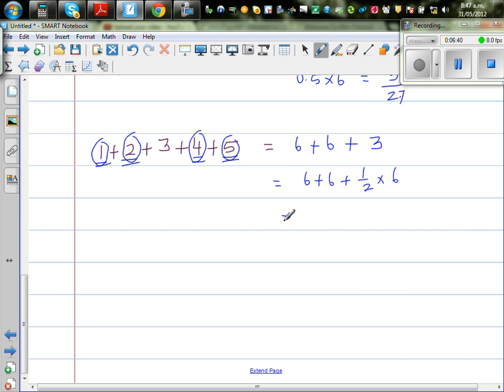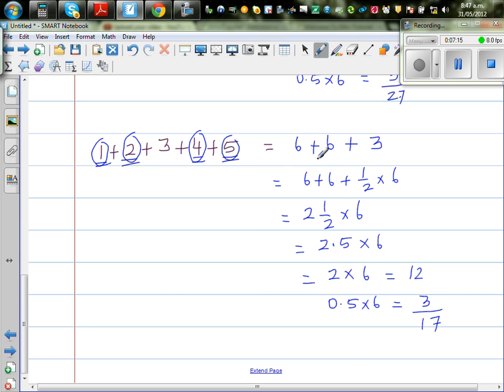Okay, so this is one lot of 6, this is the second lot of 6, and this is half a lot of 6, which is 2.5 lots of 6, which is 2.5 times 6. Of course, 2 times 6 is 12, and 0.5 times 6 is 3, which is 17. Am I right?